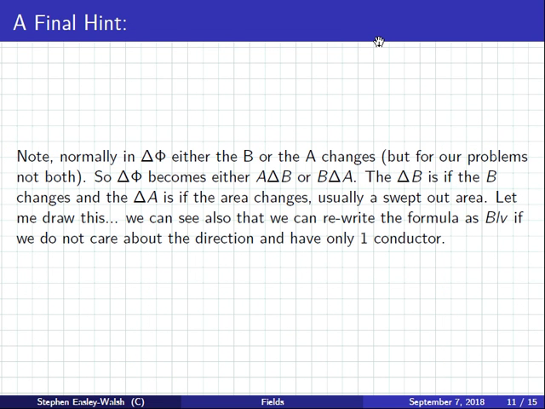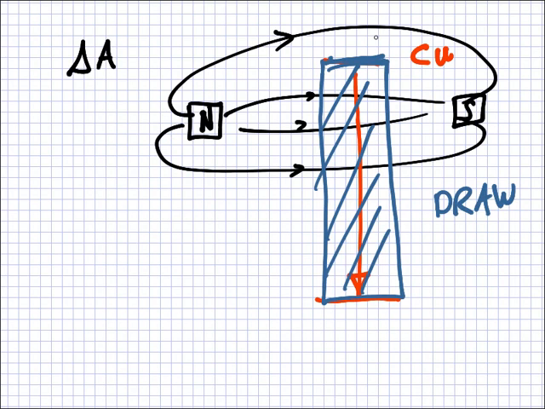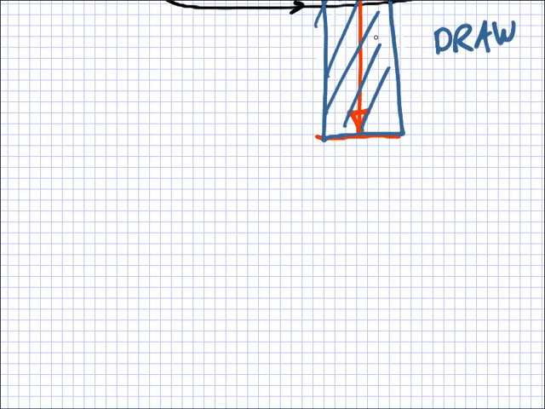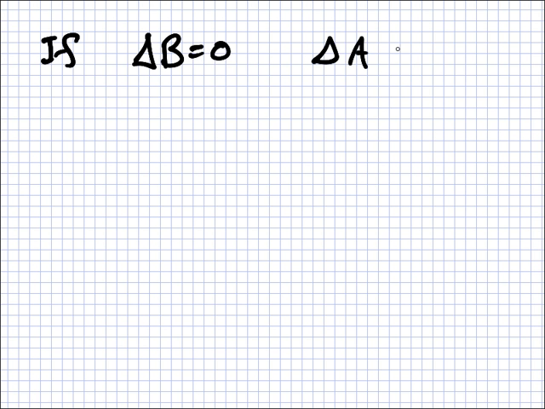There is another way we can write the formula, BLV. I don't use it, but they sometimes use it in the exam. You don't actually need to use it, but I just want to show it to you. So I think it's good if you write this little proof down. This is if delta B is 0 and delta A is not 0. So this is like the example I just drew.